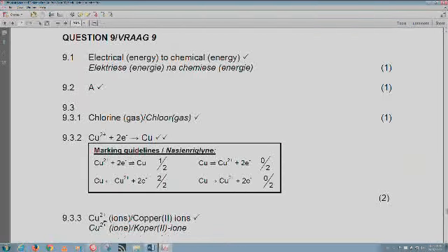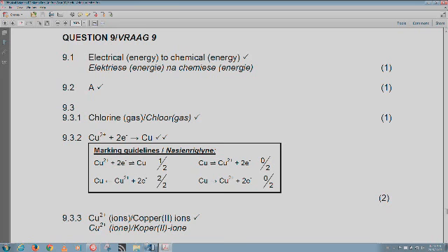Now the energy conversion there that is expected, it is electrical energy to chemical energy. Because energy is already mentioned in the question, the learner can just say electrical to chemical. There is 1 mark for the correct way of writing this. So it cannot be chemical to electrical, but it is electrical to chemical energy for 1 mark.